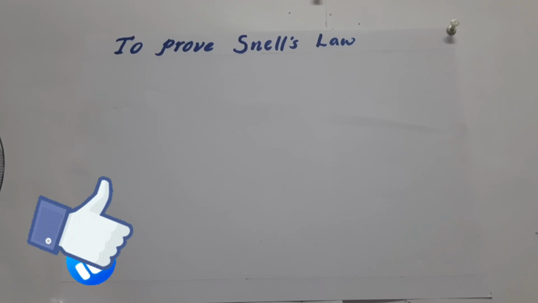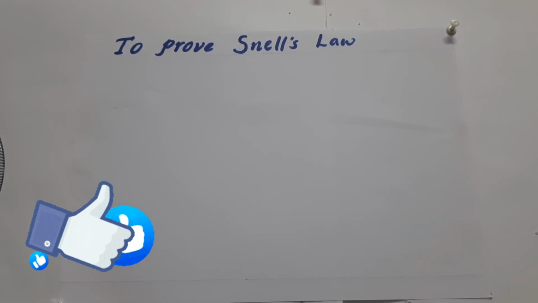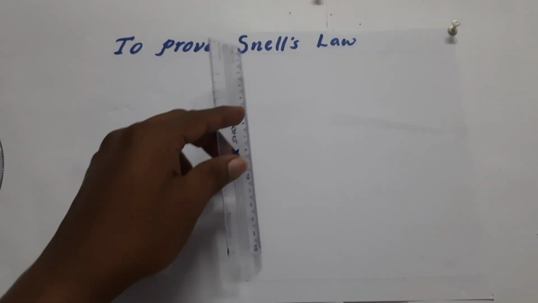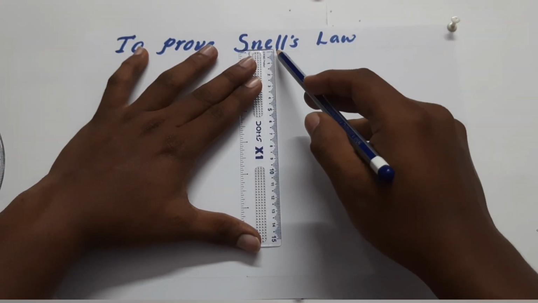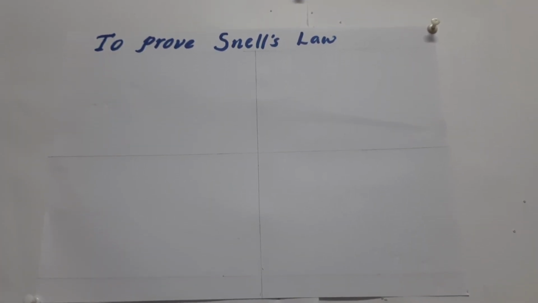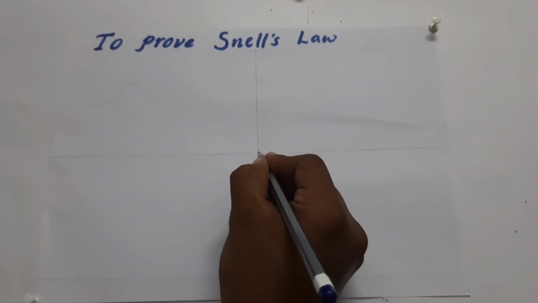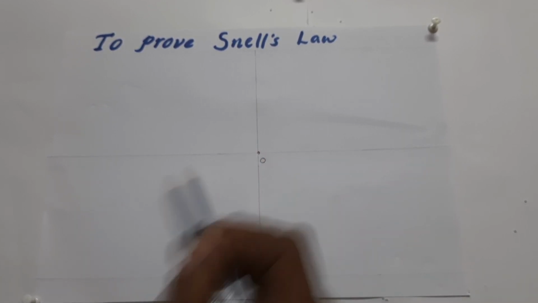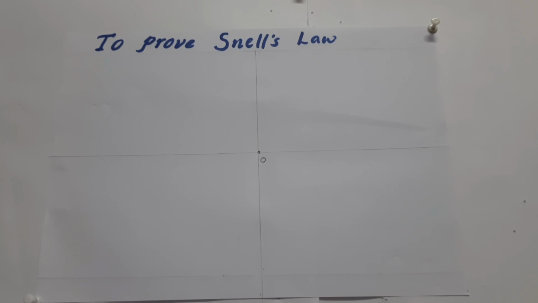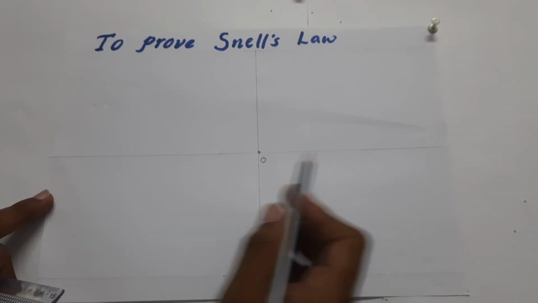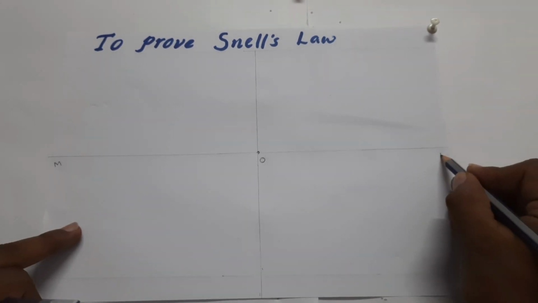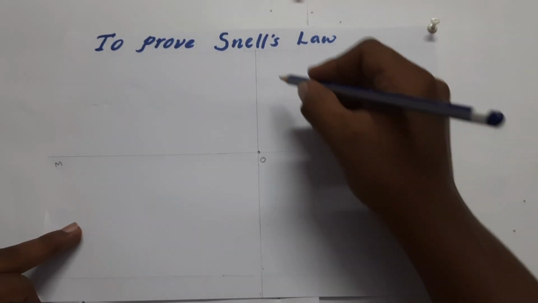Now take a white chart and draw two perpendicular lines from the middle of the page such that both of them will intersect at a point. Let the intersection point be O. Let the horizontal line be named as MM, and the vertical line be named as NN.